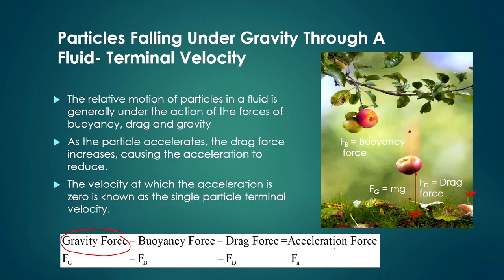Now if during that falling down the acceleration is maintained, then there will be acceleration force that can be represented by Fa. So we are having this force balance like this: Fz minus Fb minus Fd is equal to Fa.